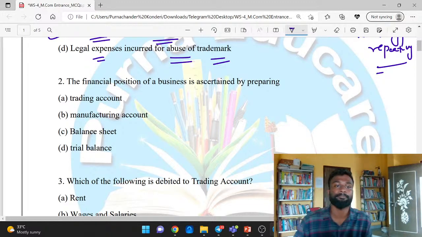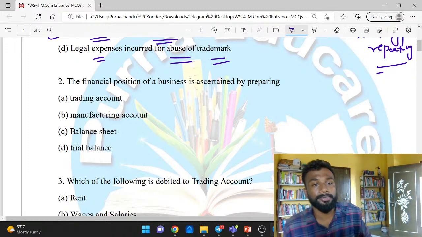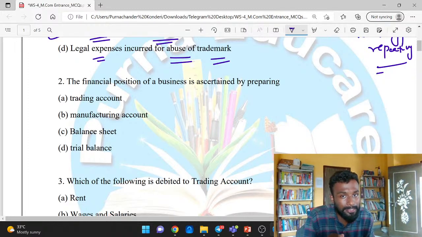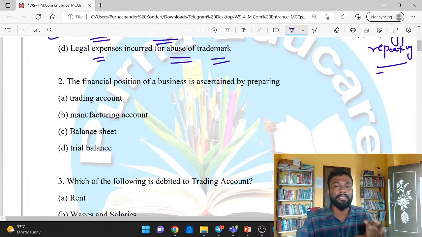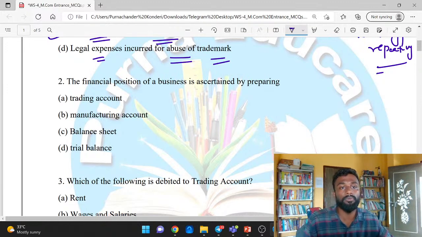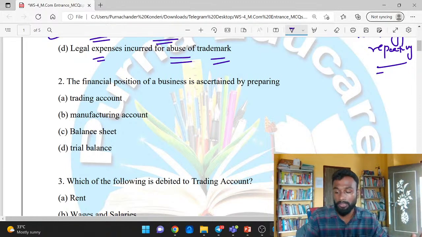See, try to understand. The financial position of a business is ascertained by preparing which of the following accounts? The trading account, the manufacturing account, balance sheet, trial balance. Generally, to know the financial position of any business or organization, which one do we prepare? So they have asked clearly: which of the following is prepared in order to ascertain the financial position? Very much important.